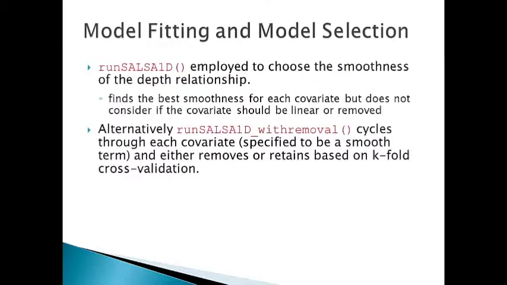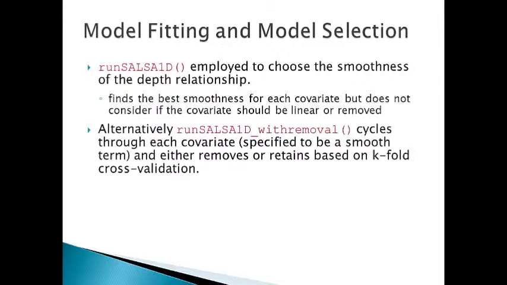So the functions, I won't go into detail because out of context they're not particularly helpful, but there are two functions for looking at how you fit your smooth terms to your covariates such as depth, so it's a 1D covariate. And you can either use this runSALSA1D, which just looks at the best smoothness for each covariate, but doesn't say whether you actually want to keep it in the model or whether it should be a linear term. The other alternative, you can run it with removal, which cycles through each covariate and says, okay, well, here's my best smoothness, but how does that compare to whether it was actually linear, or maybe I don't want it at all? And so it'll spit you out something at the end, your model selection process, that says which covariates you've ended up with and how smooth they are as well.